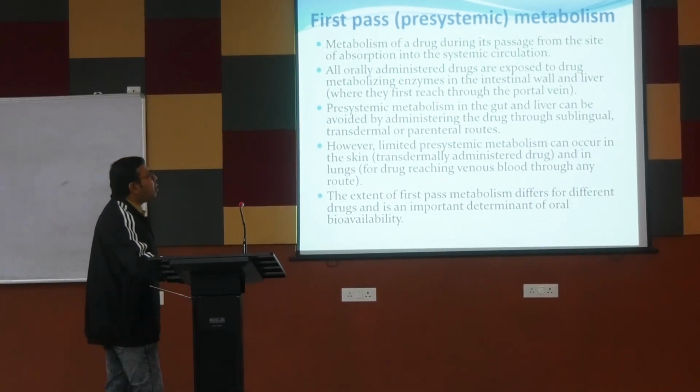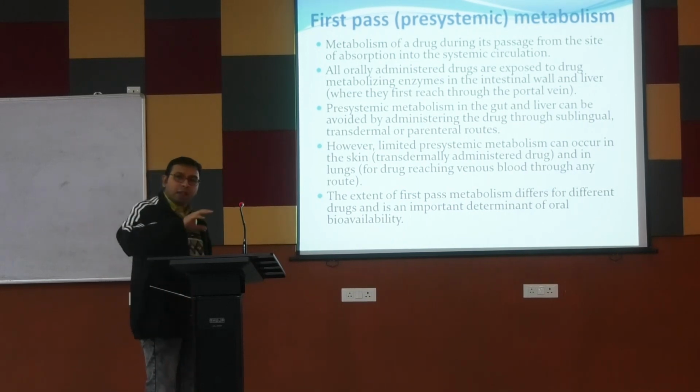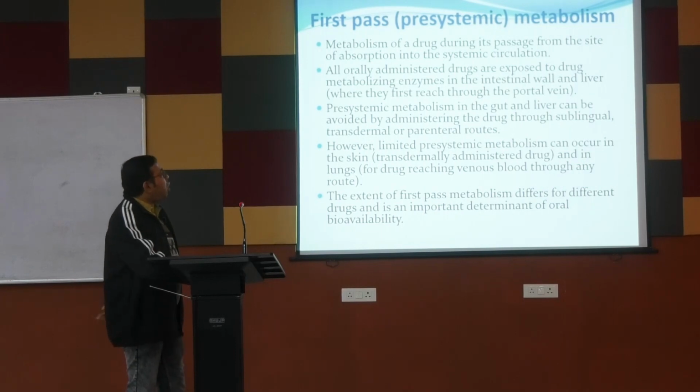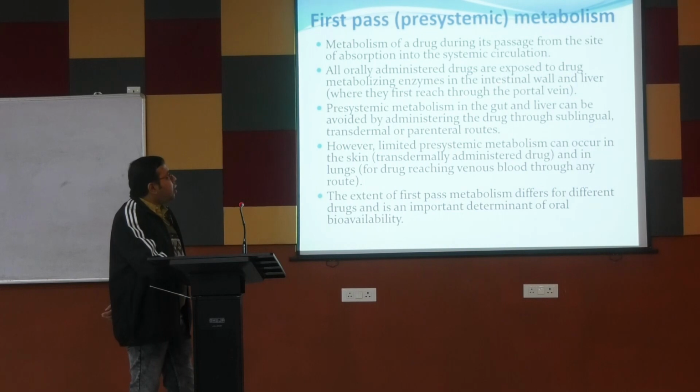Metabolism of a drug during its passage from the site of absorption into the systemic circulation is first pass metabolism, and this basically happens due to this metabolism. Orally administered drugs are exposed to the drug metabolizing enzymes in the intestinal wall and liver, and this can be avoided by administering the drug by the sublingual, transdermal or parenteral route.